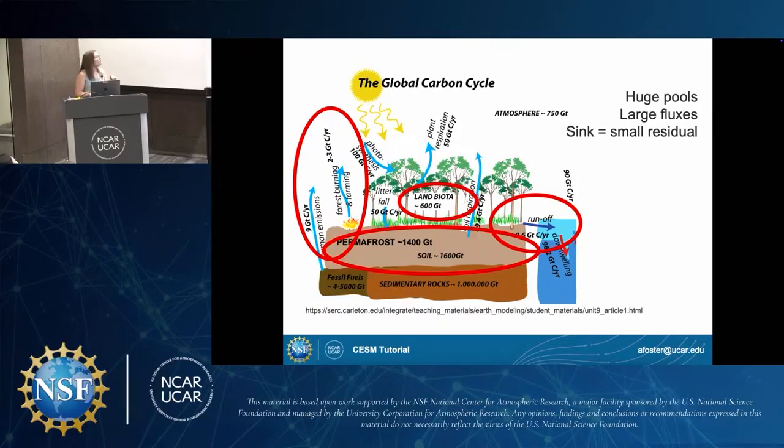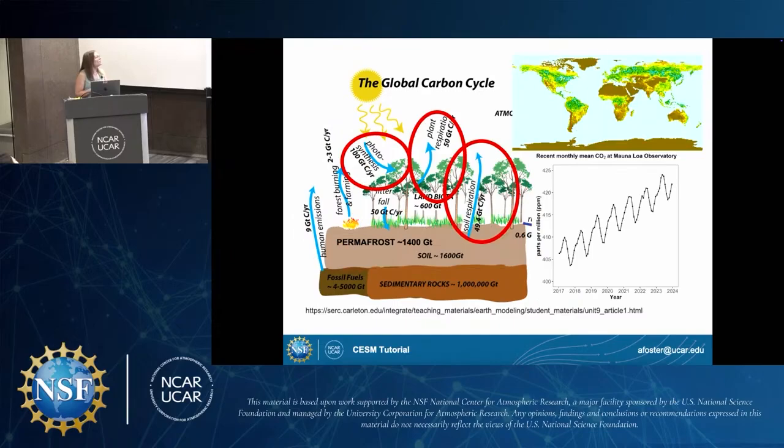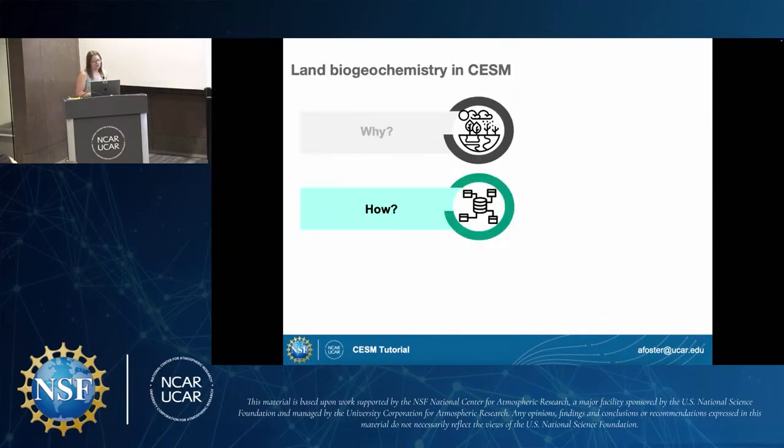And then what's left over after all of this, we've got these big fluxes, that's the land breathing. And what's the residual of all of these fluxes? We've got photosynthesis in, soil and plant respiration out. The residual of those fluxes is the land sink. Okay, so we want to model this carbon cycle. How do we do it?